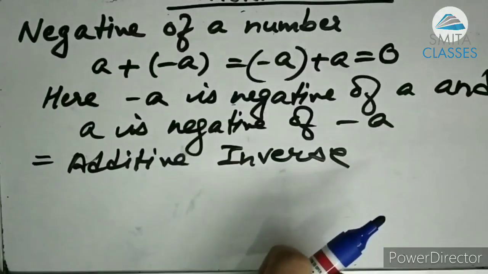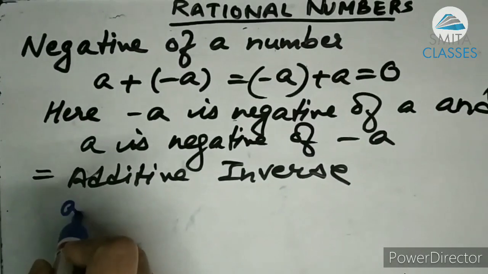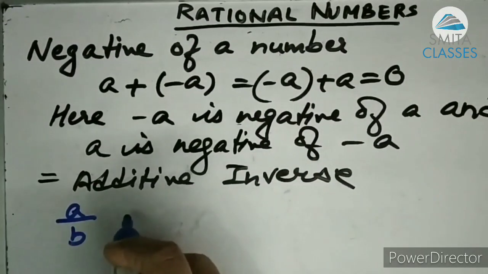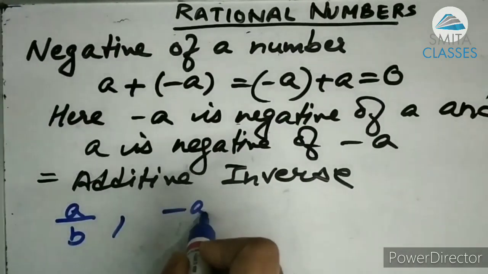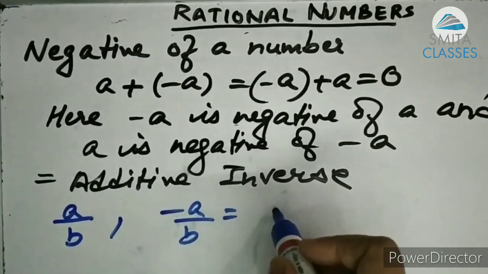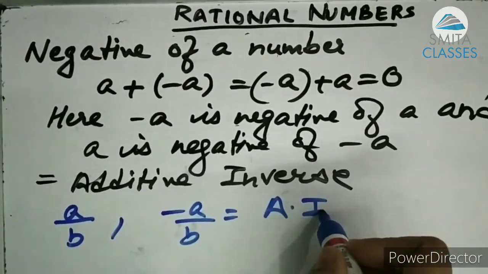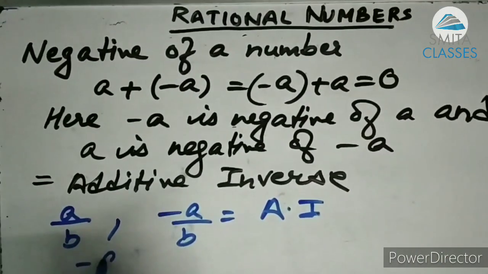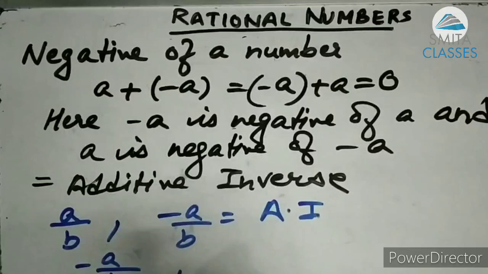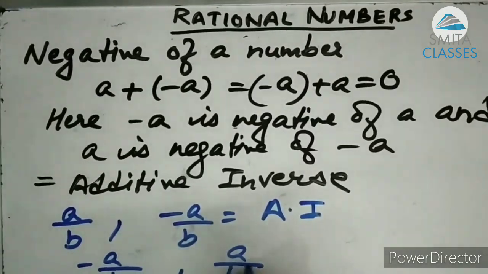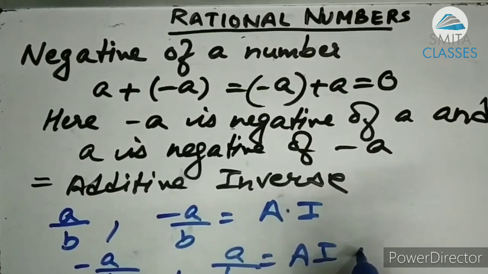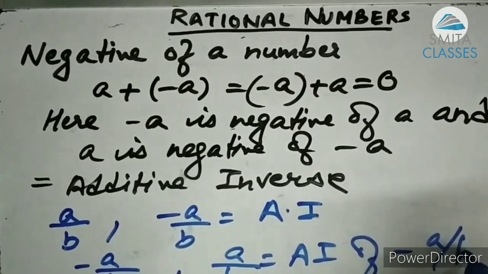For example, if I take a rational number a by b, then we can say that minus a by b is its additive inverse. And if I take a rational number minus a by b, then I can say that a by b is the additive inverse of minus a by b.